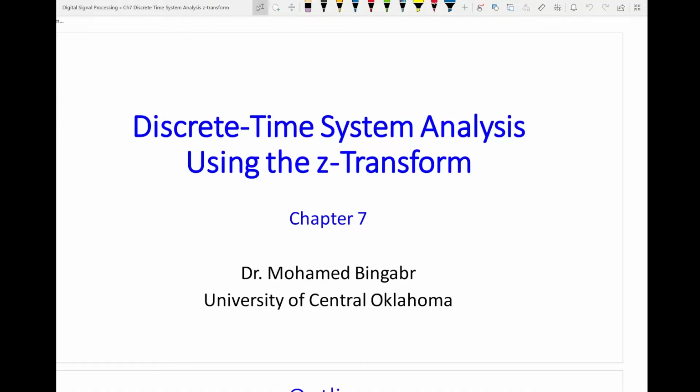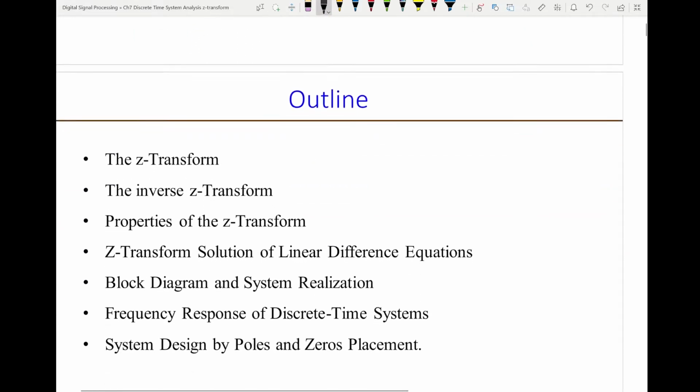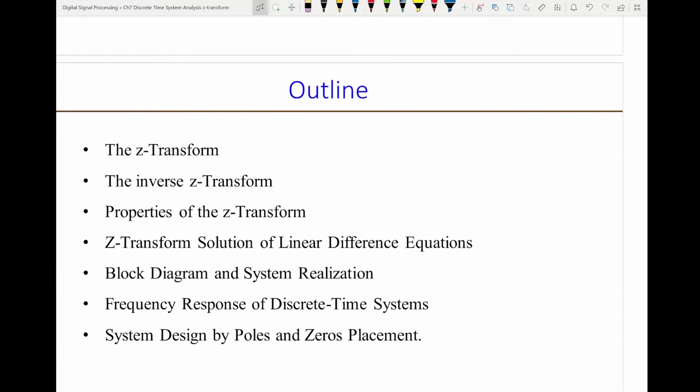Hello everyone. In this video and the next 6 or 7 videos, we will be talking about discrete time system analysis using the Z transform. So let's look at the outline of this chapter. In this video, we will talk about the Z transform. We will define what the Z transform is, and how it relates to the signal in the time domain.